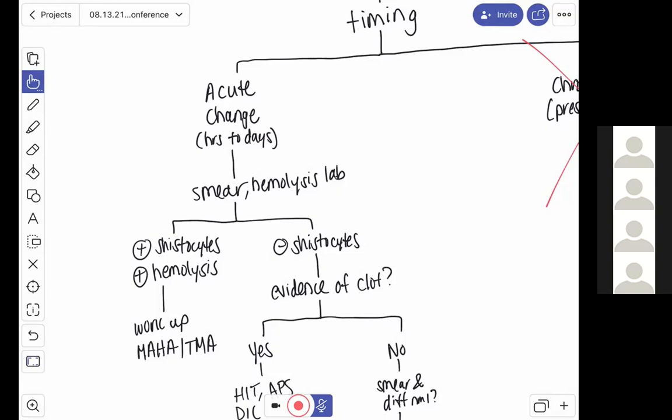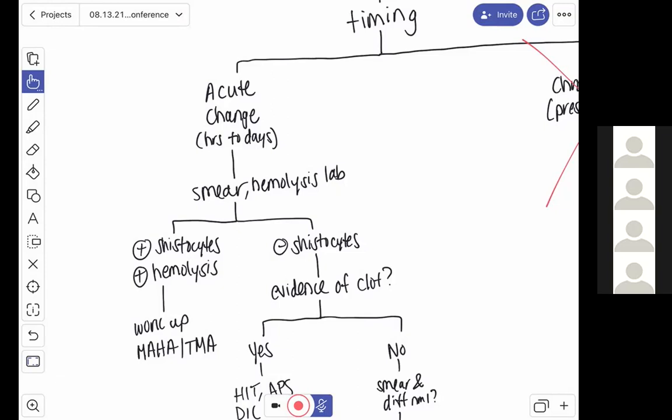Because if they have schistocytes and positive hemolysis labs, then I'm saying, do they have a MAHA or a TMA that needs to be worked up and likely needs an intervention that I cannot do myself as a medicine resident? Do I have to call renal for pheresis? Do I have to move to the ICU for that? Do I have to get the ball rolling on that end?